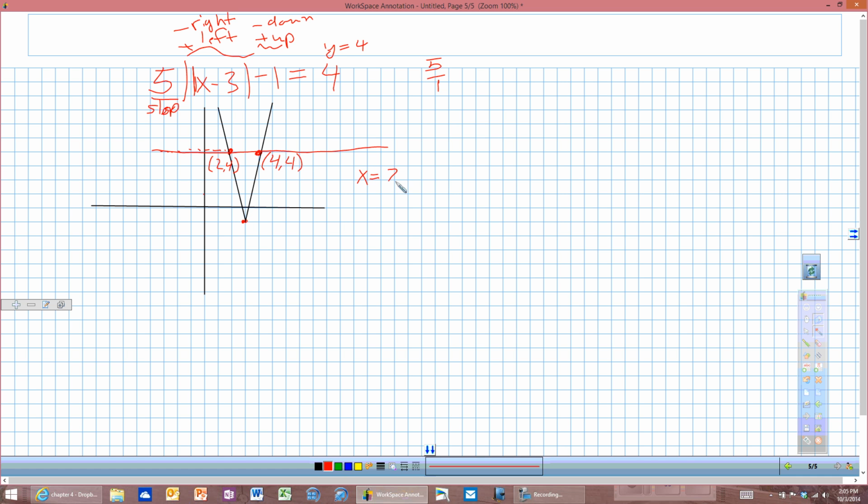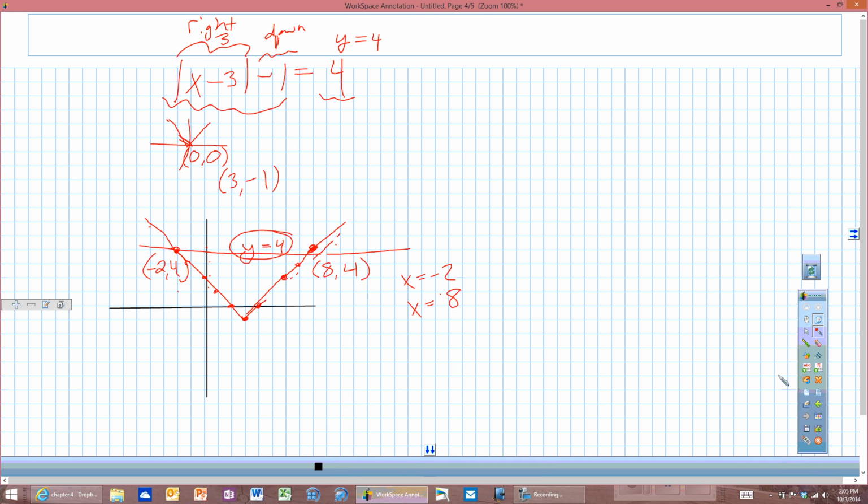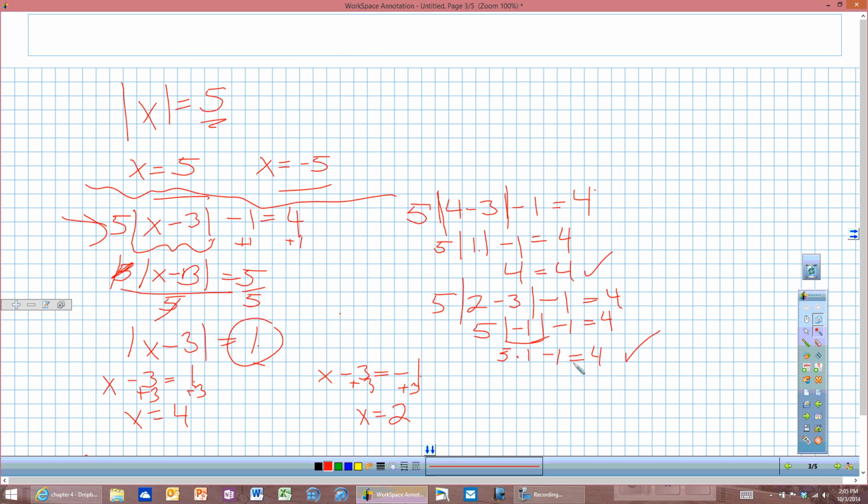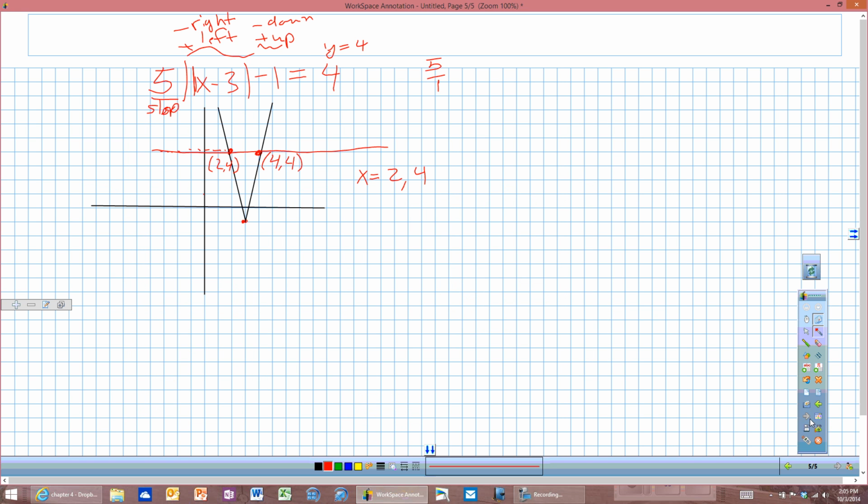Okay, so you should have x equals 2 and x equals 4, and we should have already got that. Not on that one, but on this one. So that was what we got there. And we've already basically checked your answers, but you guys could totally use that to find your answers as well.